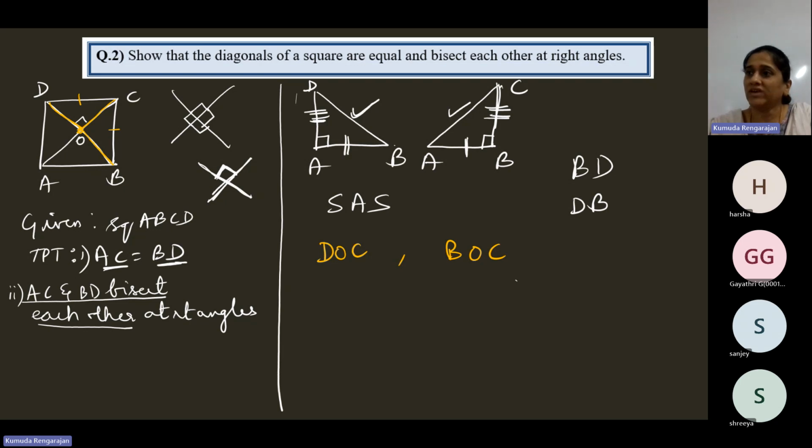O is the midpoint of AC. O is also the midpoint of BD. So O is the midpoint, which means OD is equal to OB. OD is equal to OD.